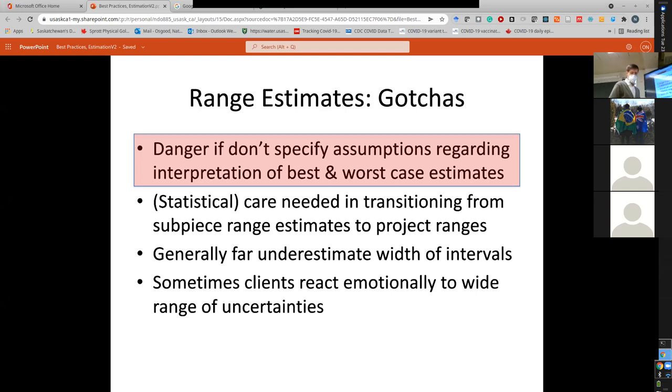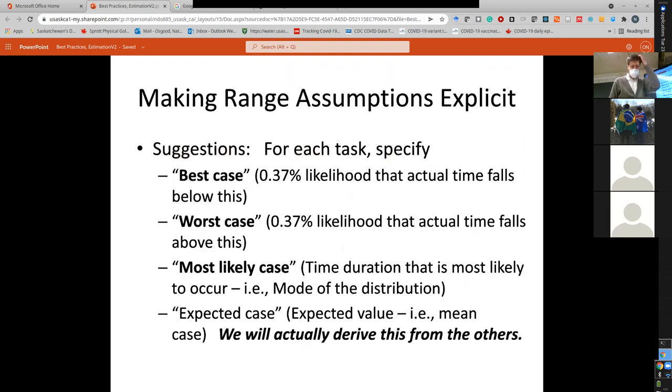So one issue is, okay, you're not clear enough on best and worst case. What do you mean by that? It's good to be clear. What do you mean by your best case and worst case? And one definition, it's not trivial, is that you have, say, a third of a percent chance of being better than this, of getting it delivered earlier than this, and a third of a percent chance of being less bad than this. And you give those two, and then the most likely case. And then it turns out we can derive the expected case.